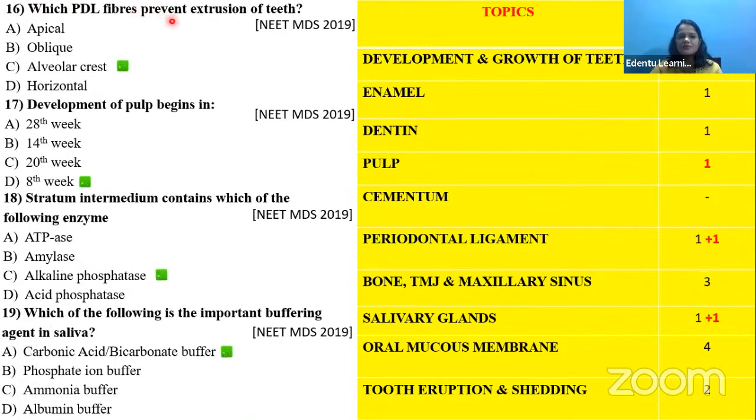Next, which PDL fibers prevent extrusion of the teeth? It is mainly the alveolar crest group. Again, the PDL chapter. The development of pulp begins in, the development of pulp usually begins in the 8th week of intrauterine life.